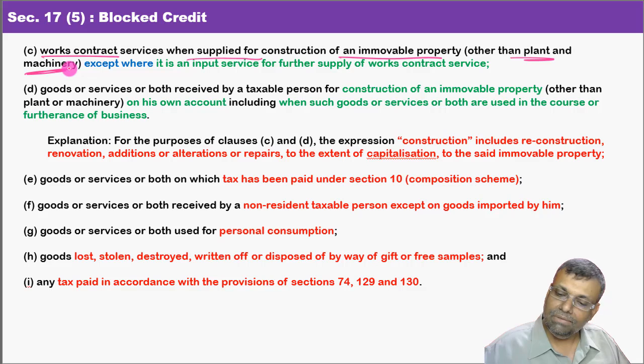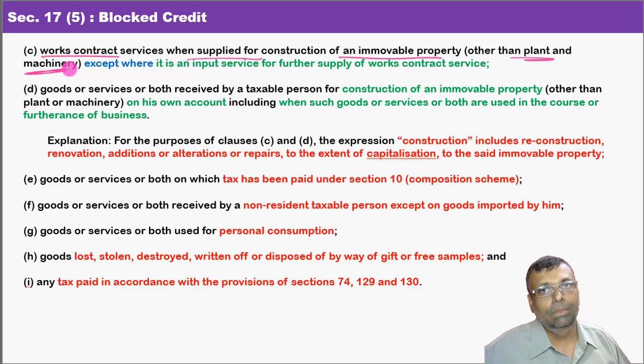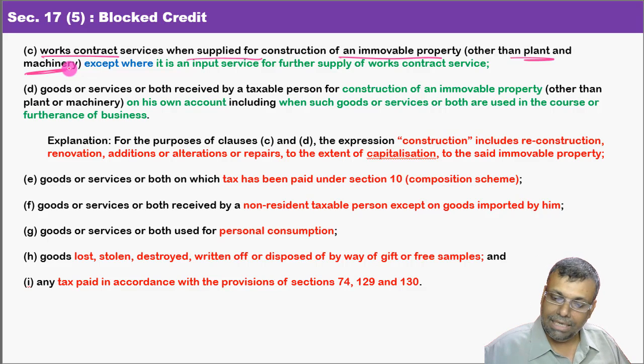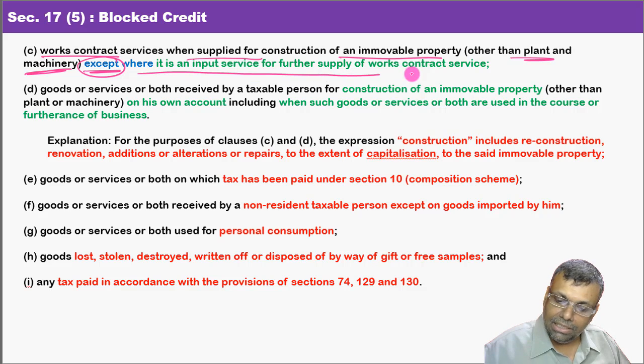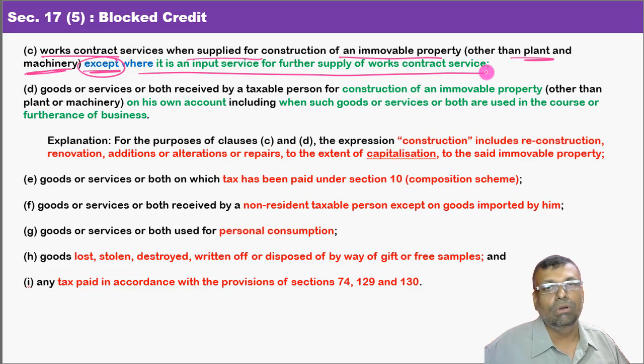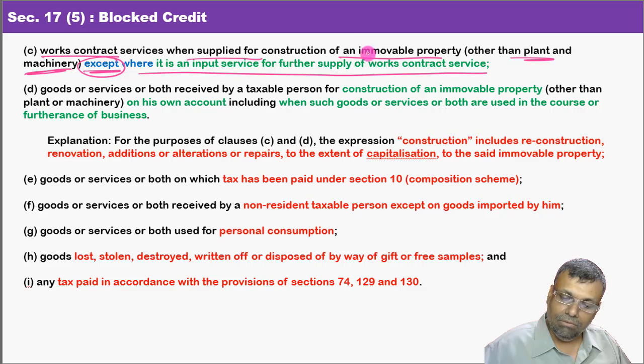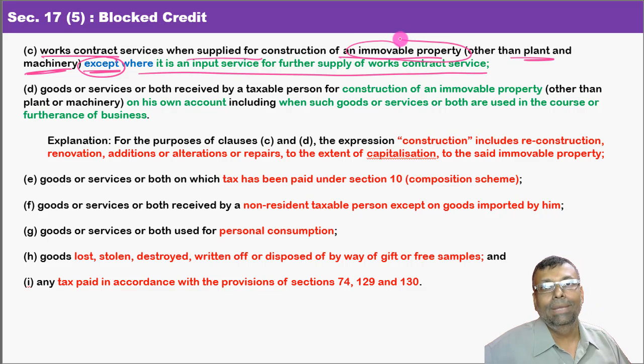So if there is any immobile property, any work contract for immobile property, you are not eligible for input tax credit. However, if it is a plant and machinery, then you are eligible for the purpose of input tax credit. Except where it is an input service for the further supply of the work contract services. So basically, if it is a subcontracting type situation, then input tax credit is available. But normally, any work contract for construction of an immobile property, you are not going to be eligible for the purpose of input tax credit.